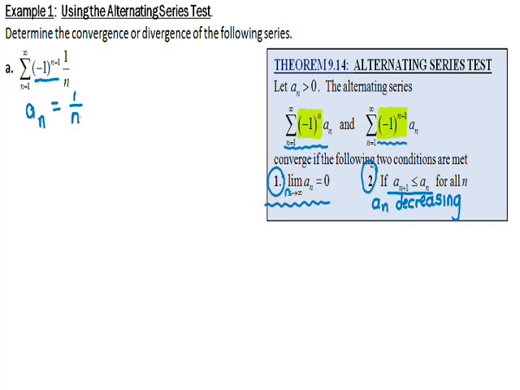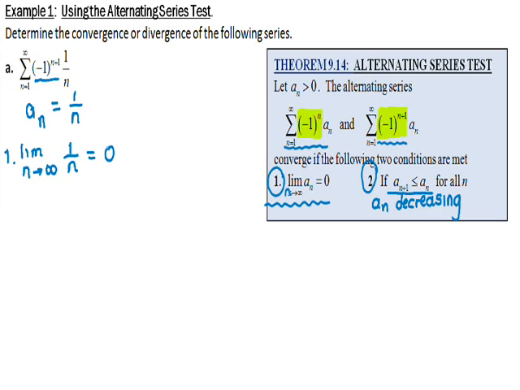Now, we know a little bit about that, right? It's going to be very easy to verify condition number 1. Is the limit as n approaches infinity of 1 over n equal to 0? Well, I think it's rather intuitive that 1 over n is going to become 0 as that n grows very large.